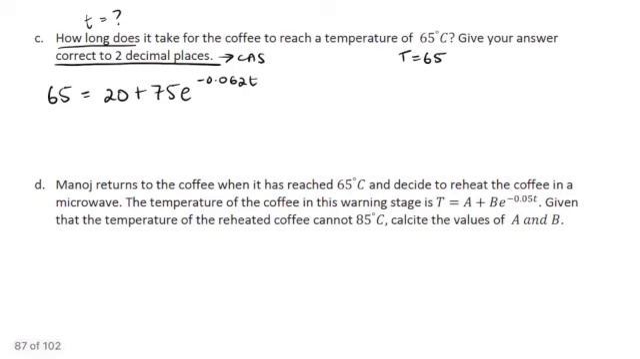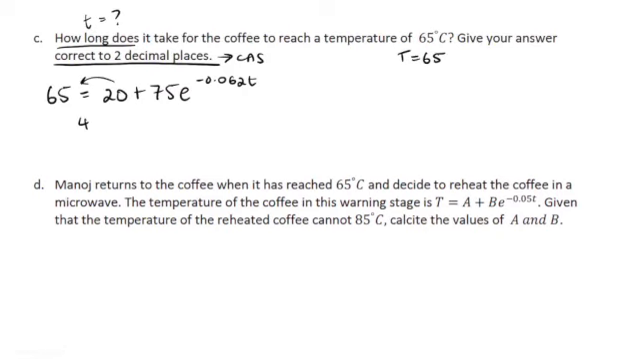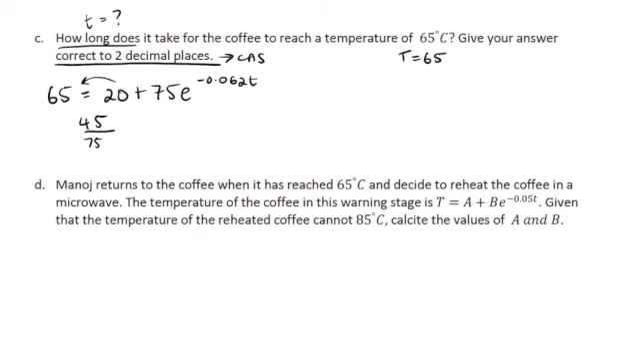The first thing I can do is take the 20 over, so that will give me 45, and then I can divide by 75. So that would be 45 on 75 is equal to e to the power of negative 0.062t. Then I can take the e over by taking log e of both sides. So I'll continue over here.